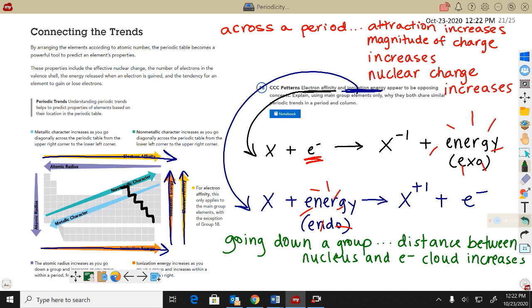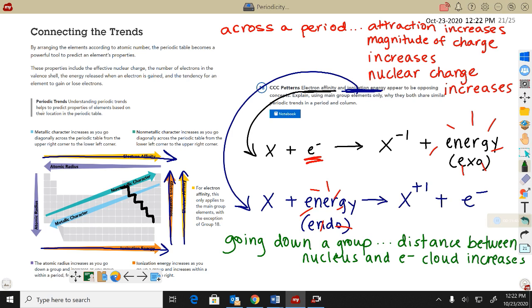So the number one factor that affects any trends within a group is distance. Going across a period, where distance really is not a factor, then it's magnitude of charge. I hope that kind of clears things up a little bit.